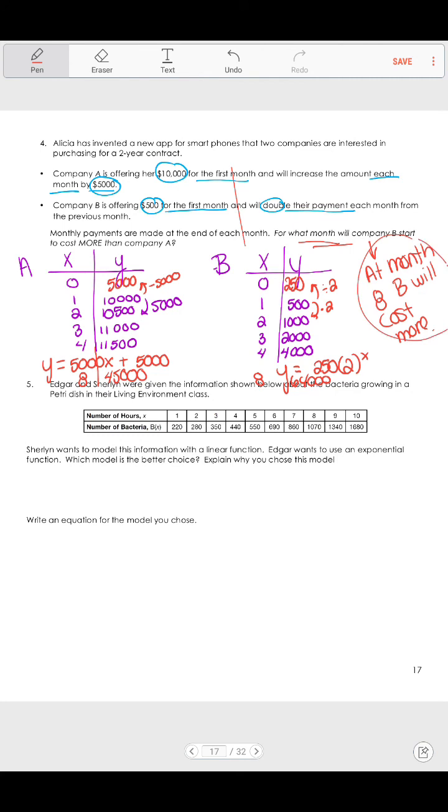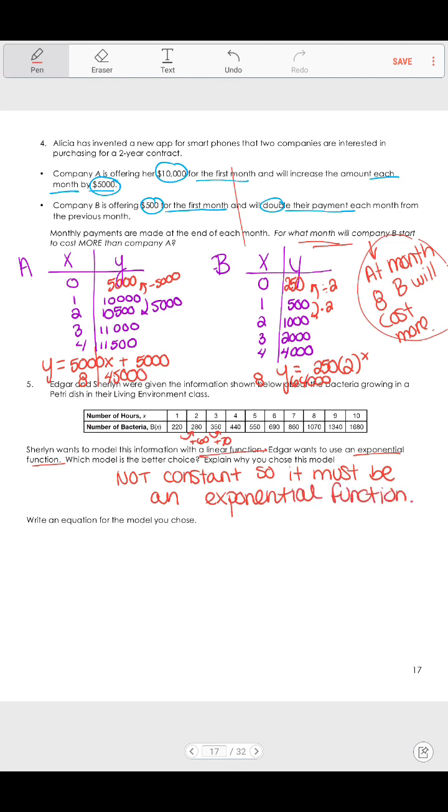Okay, last but not least, we are looking at whether it's linear or exponential. If there is a constant rate of change, then it is linear. So if I check this, it's increasing by 60. If I check this, it's increasing by 70. Uh-oh, not constant. So it must be an exponential function.